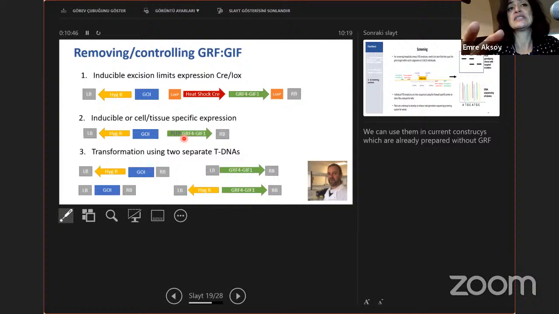The third system Mark prepared is for the transformation. We aim to use 2 separate T-DNAs. It allows us to segregate away the GRF at a later stage, and also we can use the previous construct, which we just use for the selection, so it doesn't contain any GRF. So we can just use them together now, and we don't need to prepare new constructs.